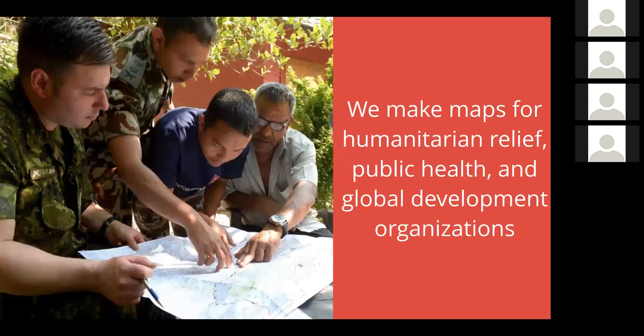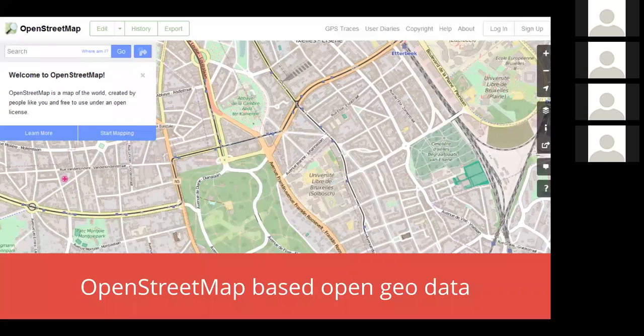I'm assuming that most everyone has heard of HOT, and you're coming to these community webinars because you're familiar with them. If you're not, HOT is a nonprofit. We make maps for humanitarian and public health organizations, and we're all under the use of OpenStreetMap, essentially helping contribute to the editing and the use of OpenStreetMap for global development organizations.